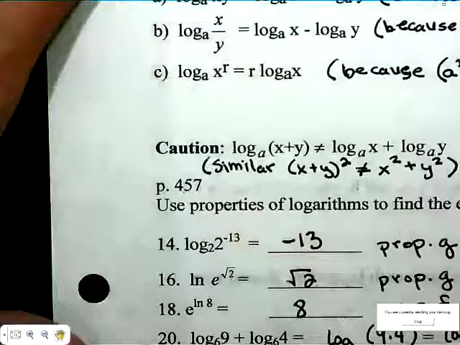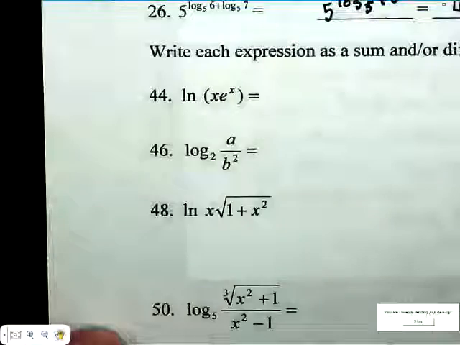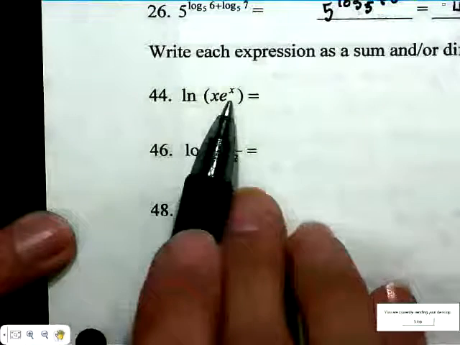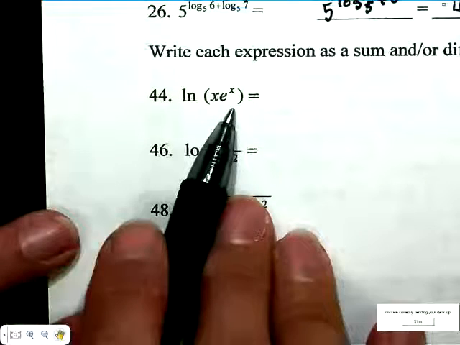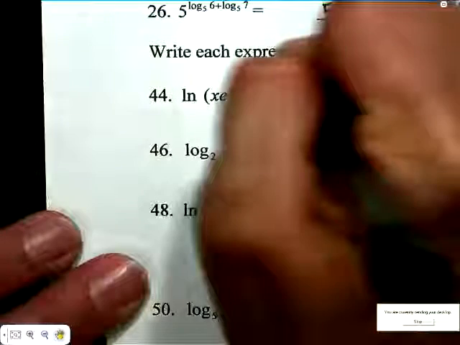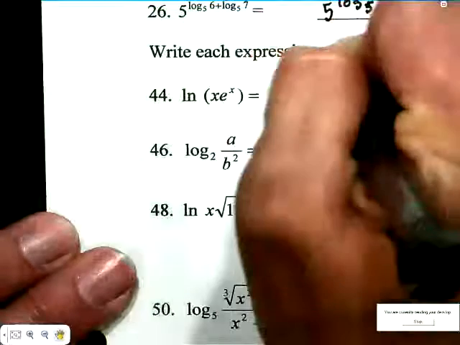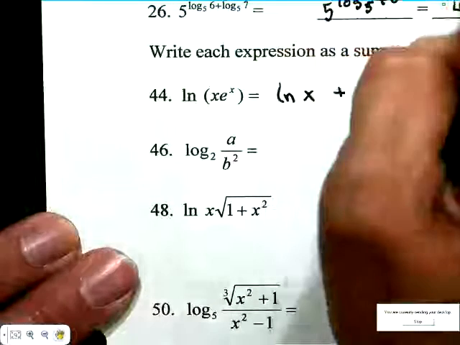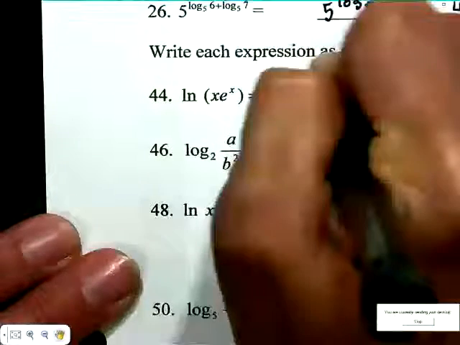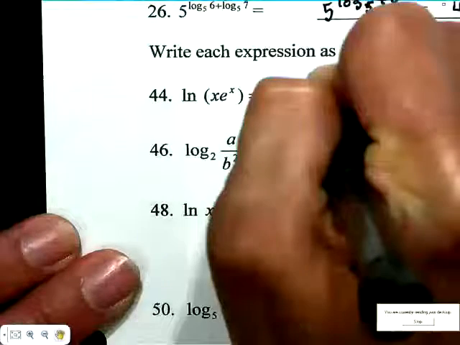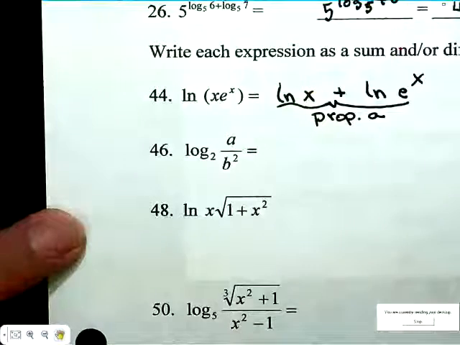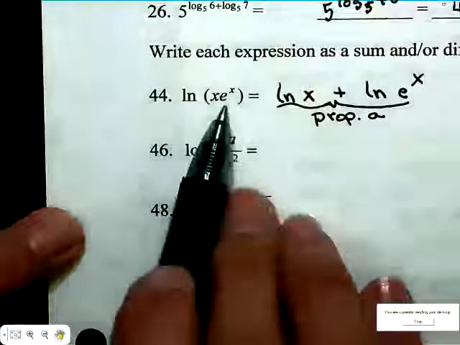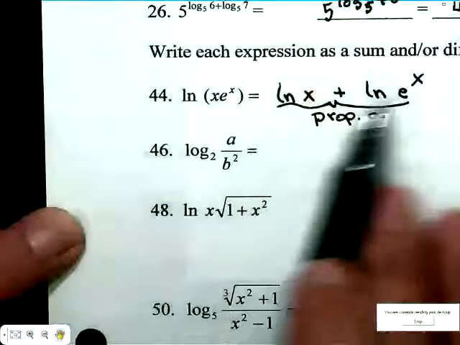All right, number 44. That's the log of two things multiplied together. How do I take it apart? The natural log of x plus the natural log of e to the x. That's property A. The log of a product is taken apart into the sum of two logs.